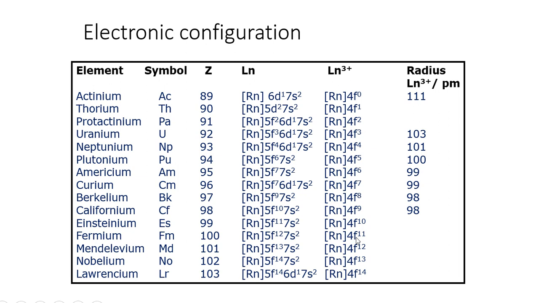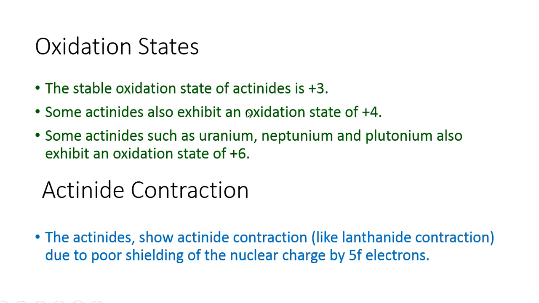As you go from left to right in the periodic table, from actinium to lawrencium, lawrencium will end with 4f14 electrons. And when you look at the radius, as you go from actinium to berkelium, the radius of the actinide plus 3 ion will get reduced. So this is also a sort of actinide contraction. Then we'll see into the oxidation states.